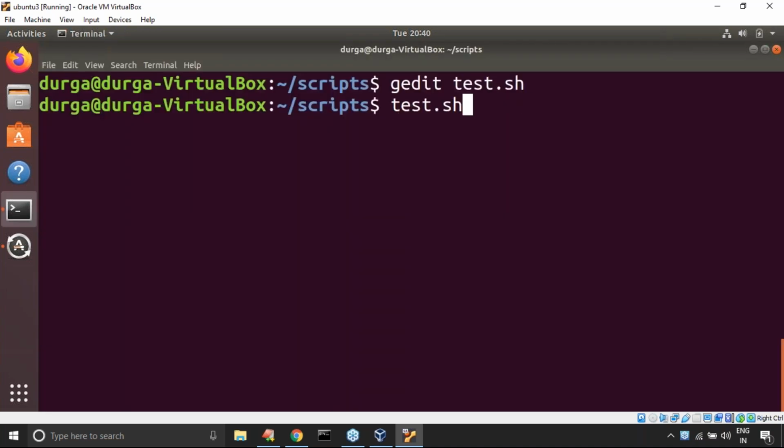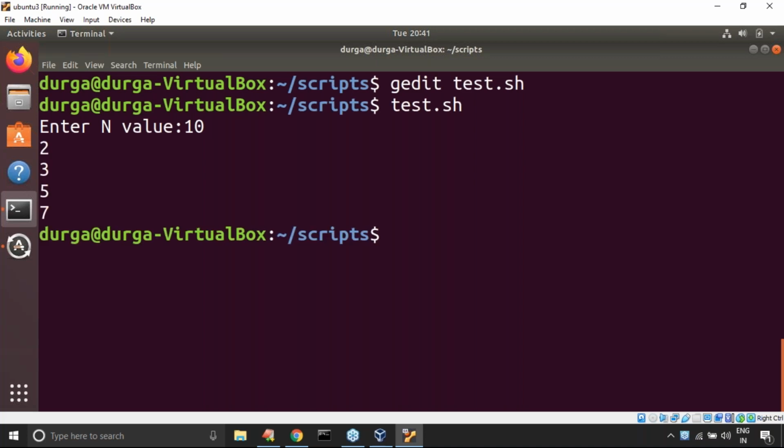Okay, let me execute this code, sir. Test dot, enter n value 10. So I have to generate all prime numbers which are less than or equal to 10. Can you please tell what is my expected answer? If everything goes fine, what is my expected answer? I just changed my logic also. 2 3 5 7, that's all, only 4. Now observe that 2 3 5 7, perfect.